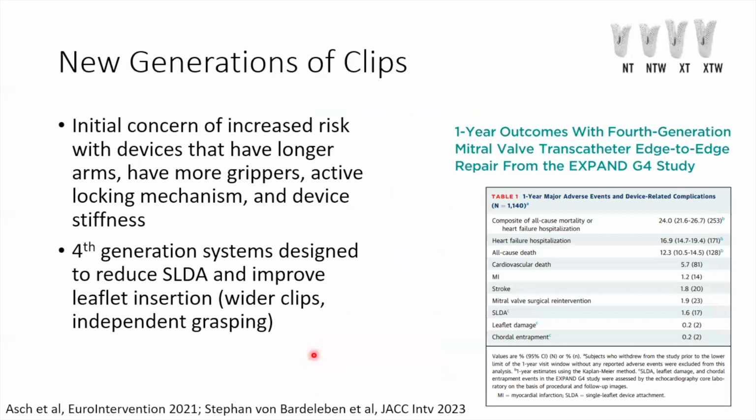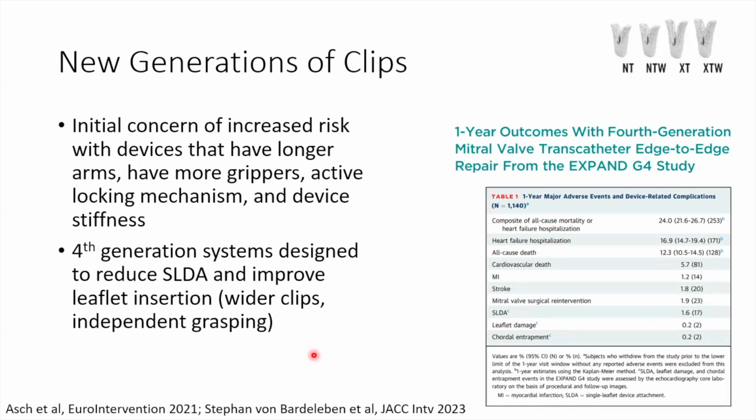There was initial concern that if we increase the amount of the longer arms with the extended and wider devices, we're going to introduce more force applied over that area. And so that might actually increase the amount of these leaflet adverse events. If they also had increasing amount of grippers, these hooks, the active locking mechanism, and the device stiffness may actually introduce more of these leaflet adverse events. But that ultimately was not the case.